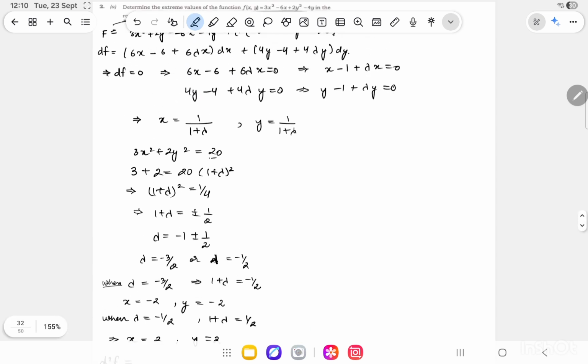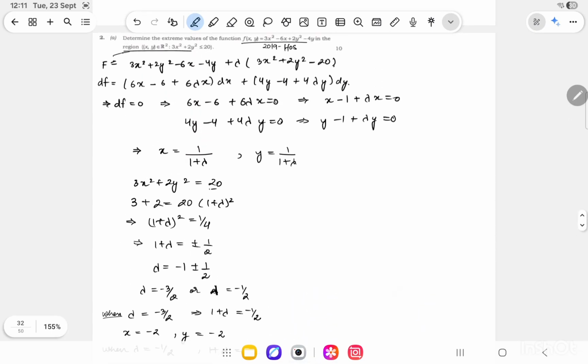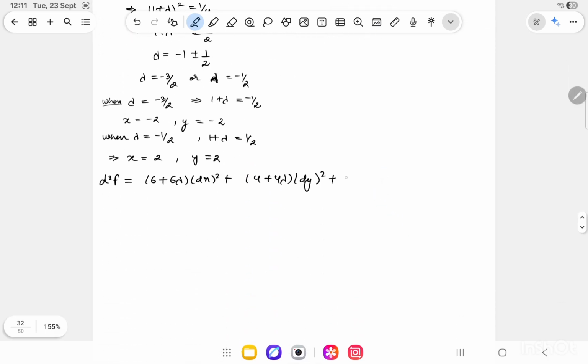So that will be 6 plus 6 lambda into dx square plus 4 plus 4 lambda into dy square plus 6x minus 6 plus 6 lambda x into d square x plus 4x minus 4 plus 4 lambda y into d square y. Here it is y. Now we're just supposed to check the sign of this at these 2 points.